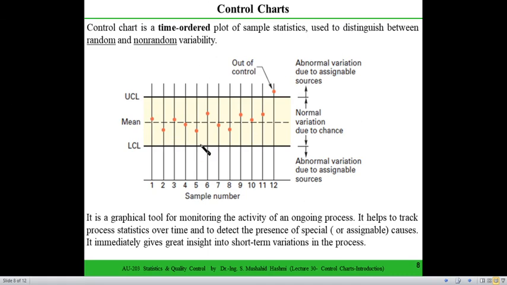So you can think of control charts as a time-ordered plot of statistical parameters, and if they are within the statistical confidence interval we have already seen, within these interval limits, it would be called random variations, or variations due to chance. If anything happens which brings the process statistics out of that range, out of that interval, it would be due to some special causes.